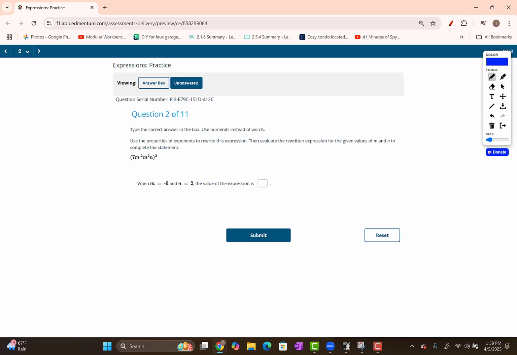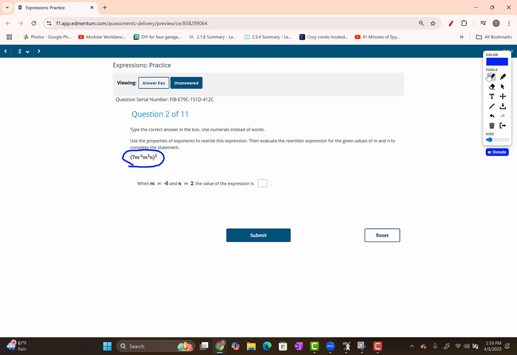Question 2. Use the properties of exponents to rewrite this expression. Then evaluate the rewritten expression for the given values of m and n to complete the statement. So we've got this expression right here with m and n.